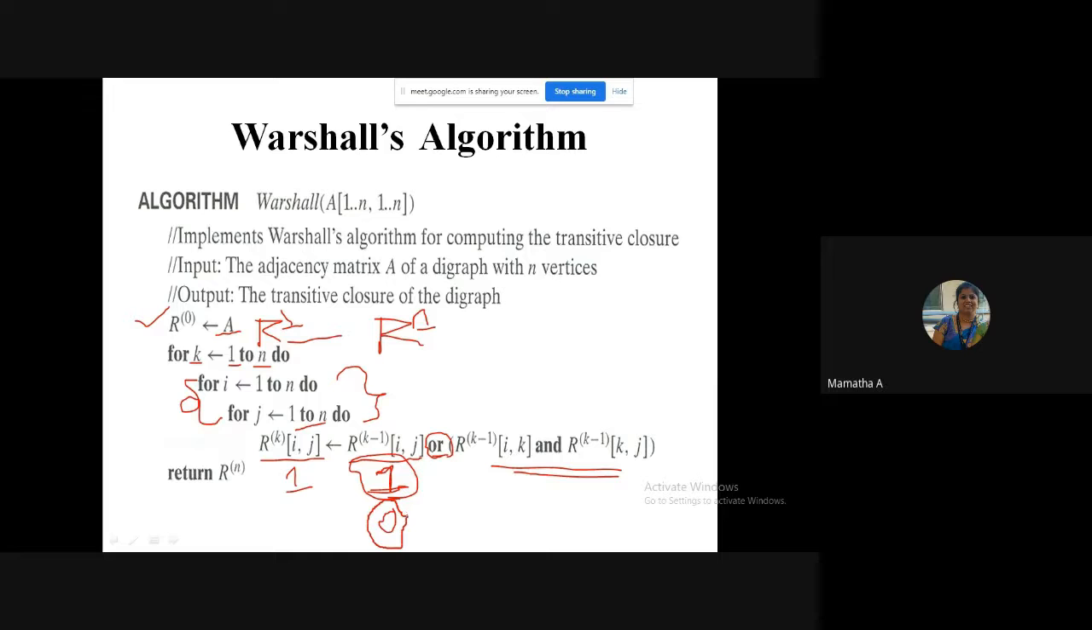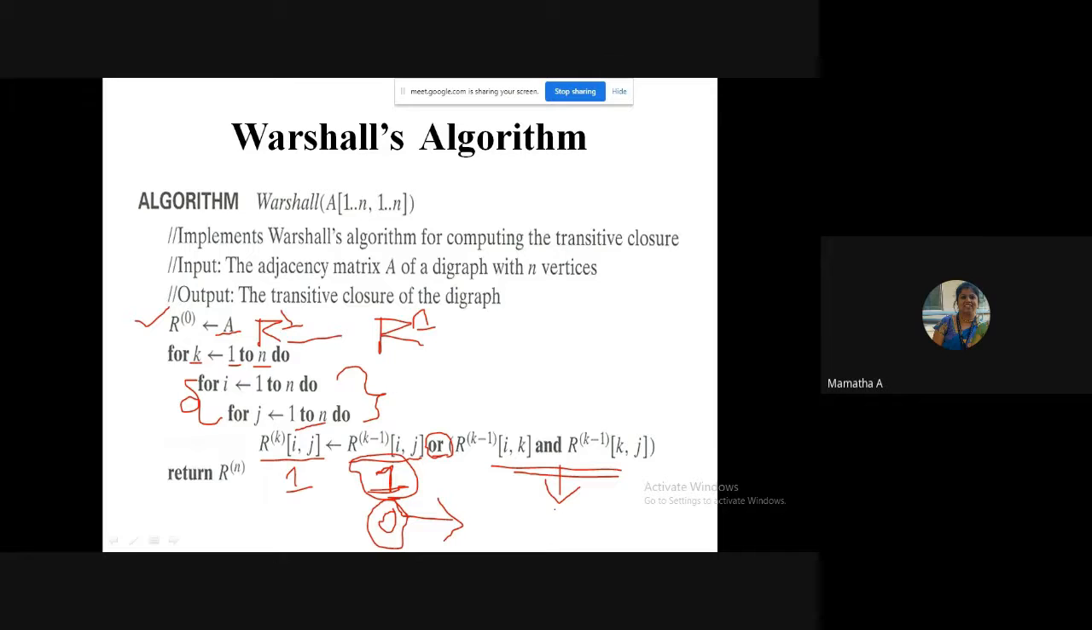Suppose Rk minus 1 I comma j is 0, what does it indicate? Students, 0 indicates what? Yes, Trupti. There is no path between the vertices I comma j. If there is no path, I should not keep silent. I should check whether there is a path taking which as the intermediate vertex?